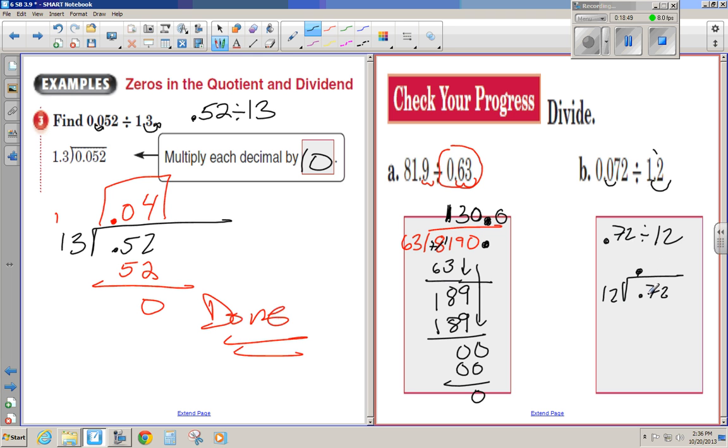12 into 7, it does not go in there at all. It goes in there 0 times. So 12 goes into 72 8 times. No, 6 times. 6 times 2 is 12. Carry the 1, 6 times 1 plus 1 is 7. 72 minus 72 is 0. 0.06 is your solution.